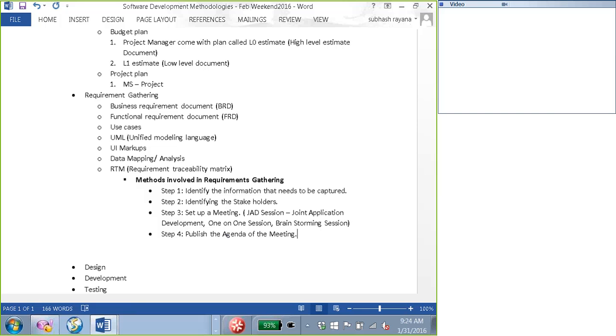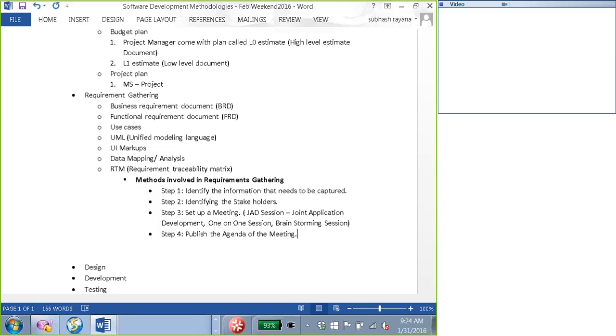The primary reason for publishing the agenda is to give an indication to the users that, okay, this is why I'm meeting you, and I need you to be prepared to give me answers. I need all the information. I need all the questions answered with respect to these topics, and I need you to be prepared. So it's a direct indication that the users should come prepared to the meeting with the answers. Because if you're not publishing the agenda, they may turn up and may not have the information.